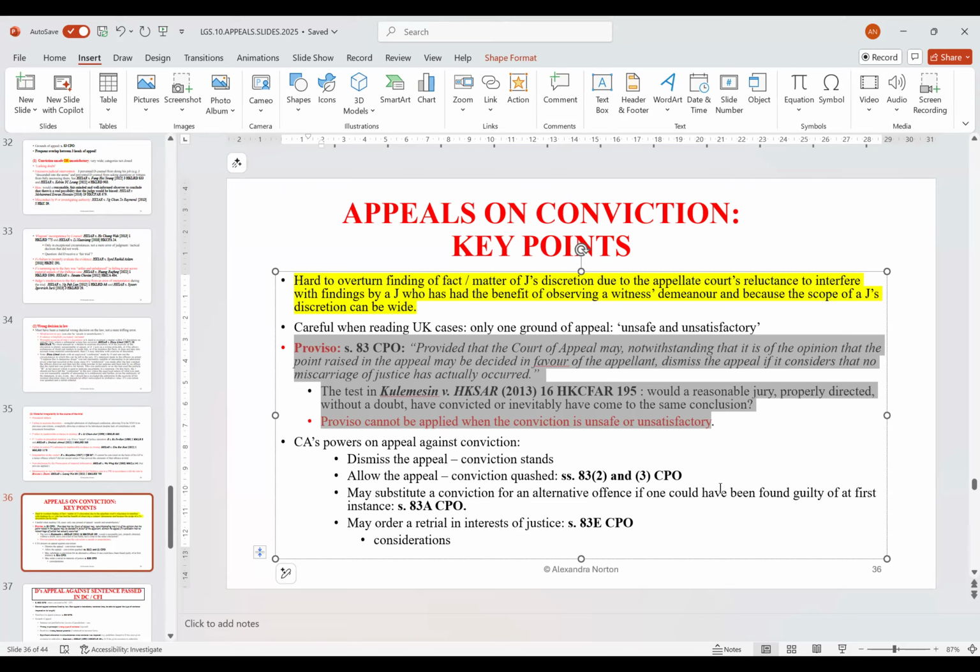But the CA can dismiss the appeal, conviction stands, quash the conviction, substitute a conviction for an alternative offence, or they can order a retrial in the interests of justice. If, for example, the offence is serious, if there is sufficient evidence, and it is in the public interest to do so, so the prosecution can still meet their prosecutorial test. If there has not been such a long delay that crucial evidence has disappeared, if the offence is serious so that the likely sentence would be long, then they will likely order a retrial.